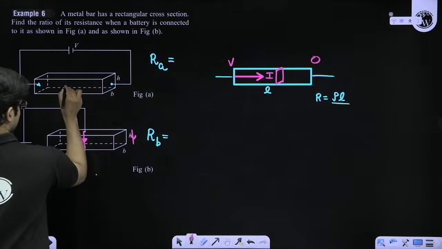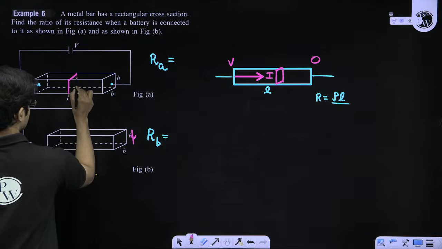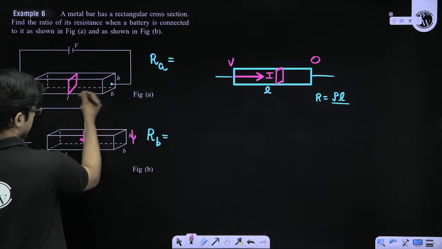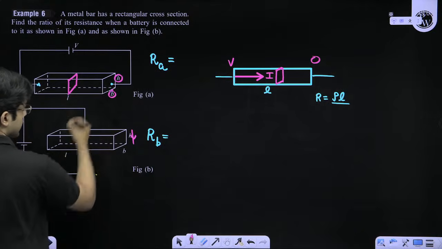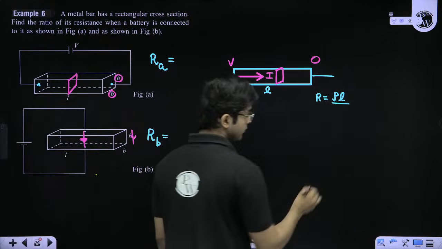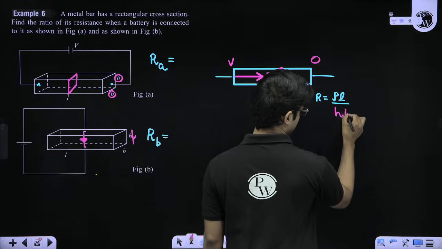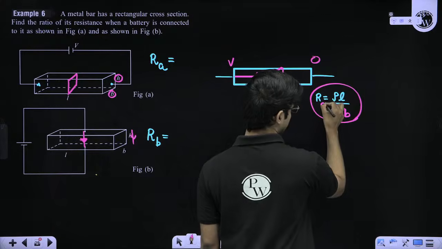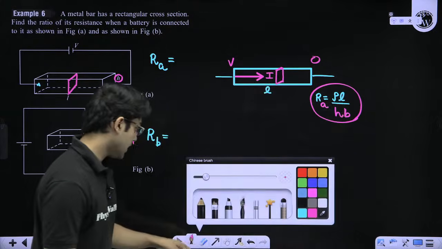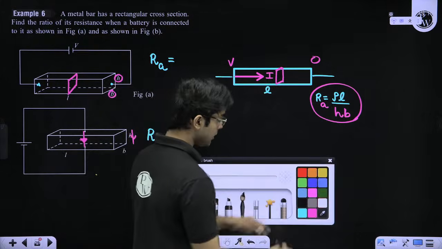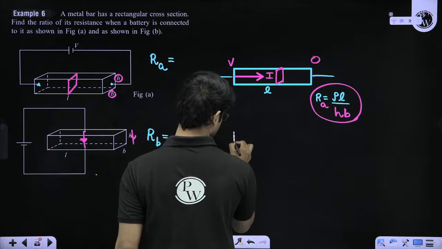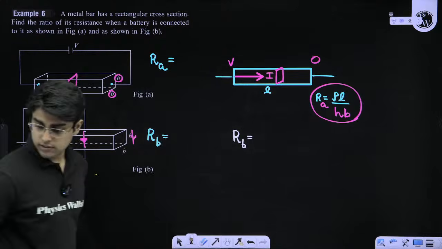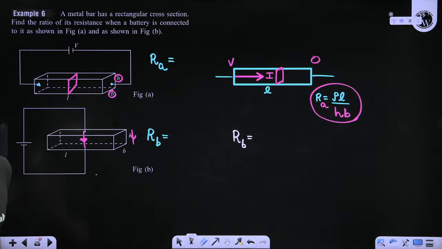So in this diagram, it's going to look like this. We choose this area. What is the area of this rectangle? H into B. So rho L divided by H into B. This will be the resistance in case A. And in case B also, you can similarly get the answer.